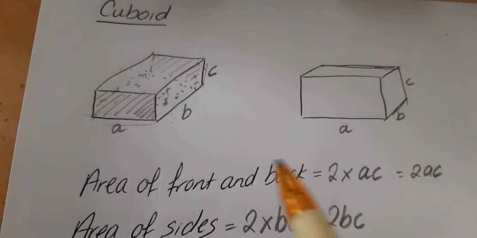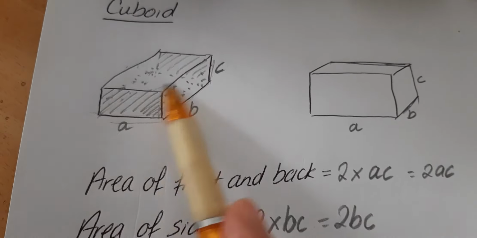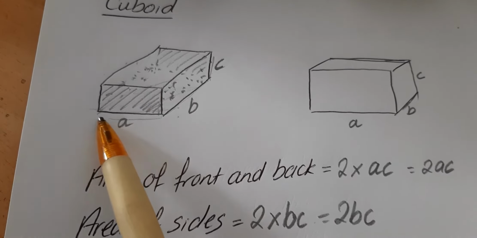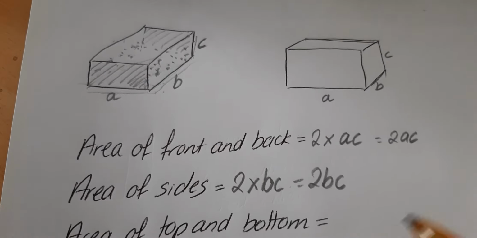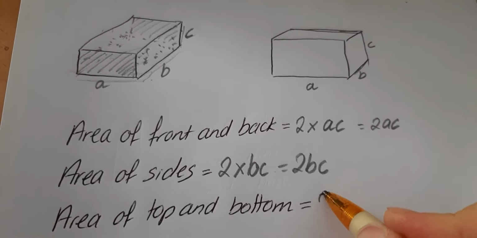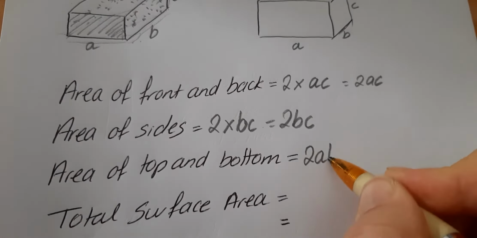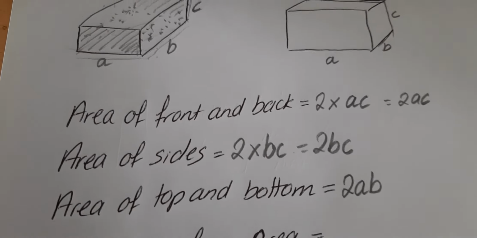The area of the top and the bottom. Well, we can see it is A times B at the bottom, which will be the same on the top. There are 2 of those, so it will be 2AB, the area of the top and bottom.